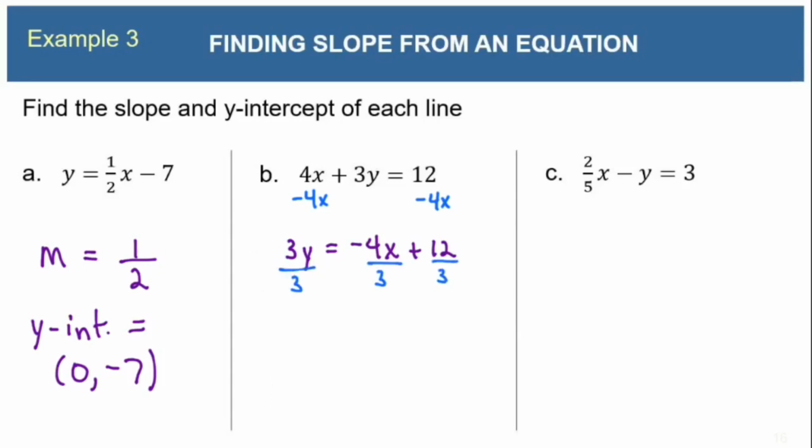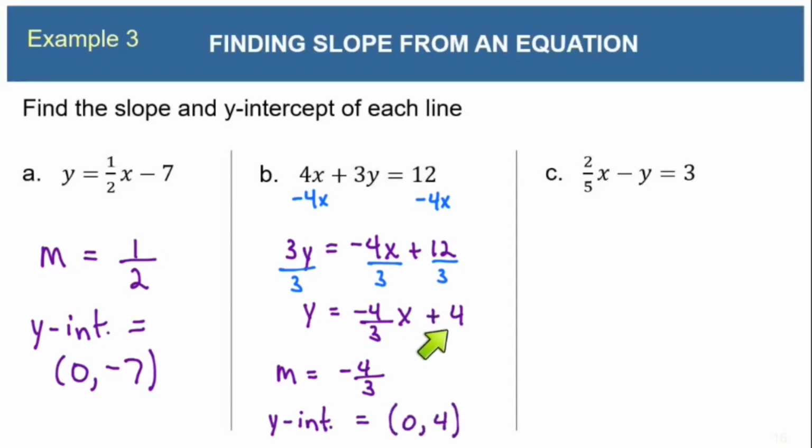And these 3's will cancel out, leaving us y equals negative 4/3 x. See, that can't be simplified, so it just stays negative 4/3. And then plus 4, because 12 divided by 3 is 4. So whenever you can simplify, you should. But if you can't simplify, then you just can't. But now that this equation is solved for y, we can see that the slope of this line is going to be negative 4/3. So m equals negative 4/3. And the y-intercept is 0, 4. Because this number always represents the y-coordinate of the y-intercept.